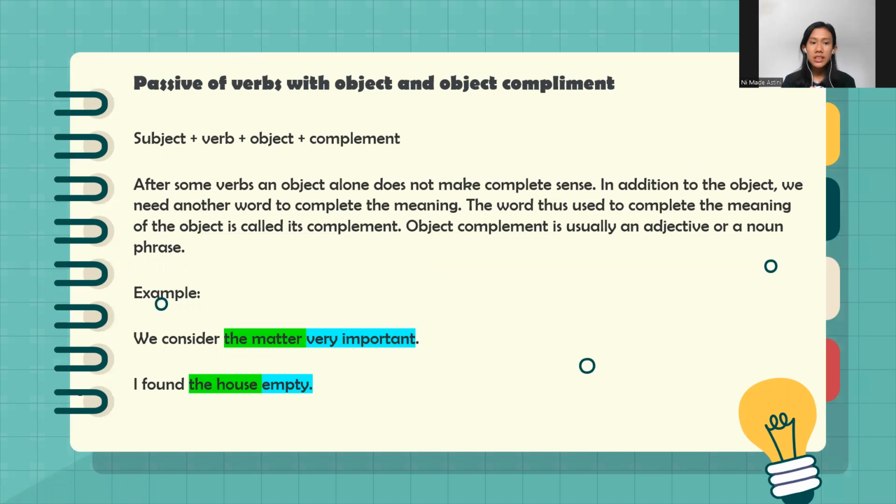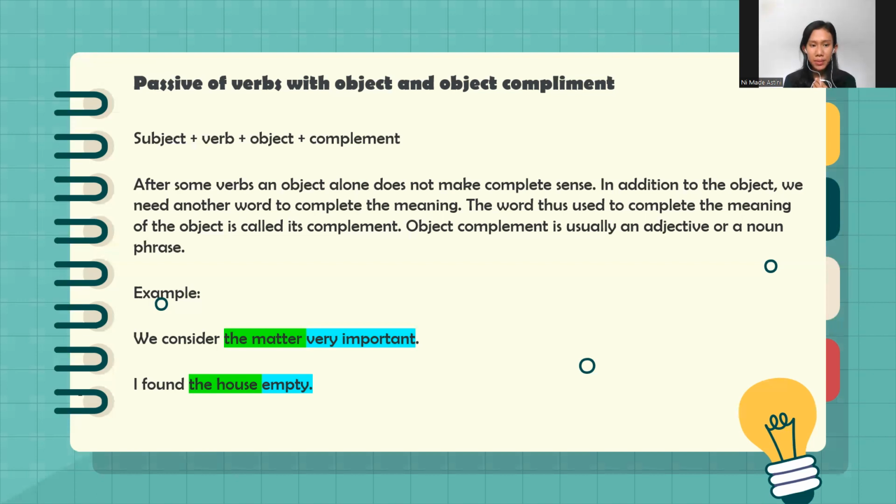The next one is passive of verb with object and object complement. So the structure is subject plus verb plus object and object complement. After some verbs, an object alone doesn't make complete sense, and in addition to the object, we need another word to complete the meaning. The word used to complete the meaning of the object is called a complement. The object complement is usually an adjective or a noun phrase because it completes the meaning of the object or describes the object.